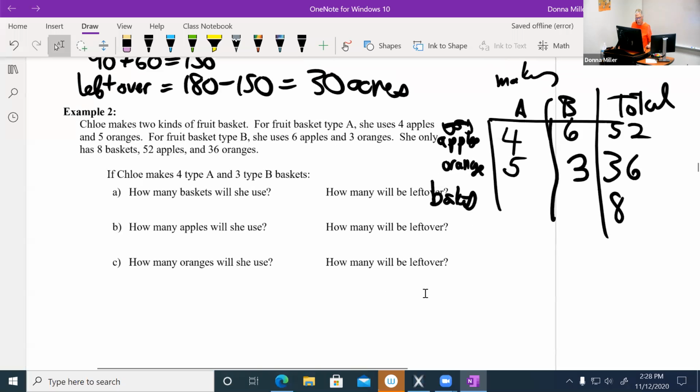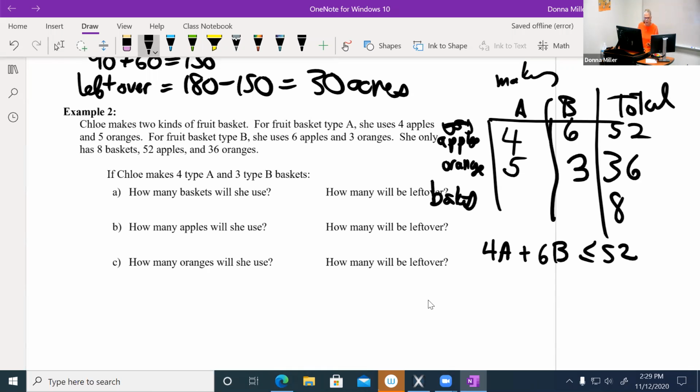All right, so before I answer her question, I hate the fact that we're not just doing this. I'm going to write the constraints from this and then we'll go back and answer the question. So I know that 4 times the number of A baskets she makes plus 6 times the number of B baskets she makes has to be less than or equal to 52, because that's the number of apples I have. See, I get that constraint, I just read right across.